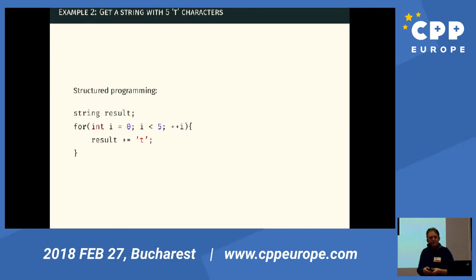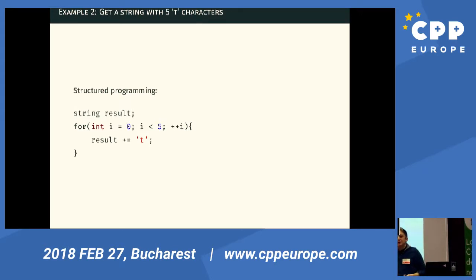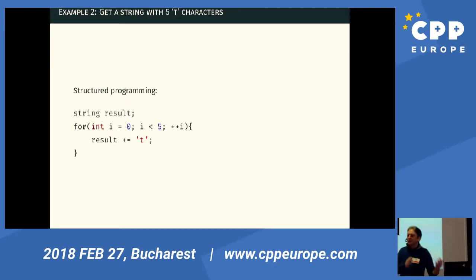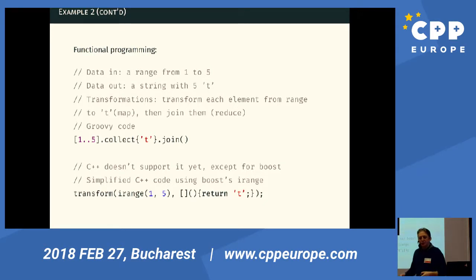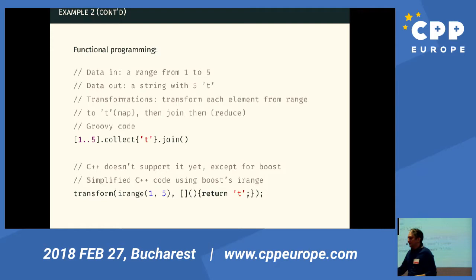And it goes even further, because let's say for some reason we need 5 T characters. I don't know why you would need that, but it's an interesting example. That's the typical way of writing it in structured programming. How do we do it in functional programming, where we think again about what's the input data? The input data is actually a range from 1 to 5. By the way, not from 0 to 4, because who does that? It's from 1 to 5. We want 5 things.